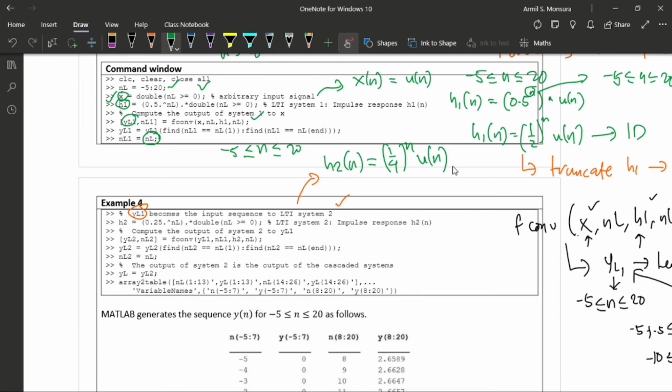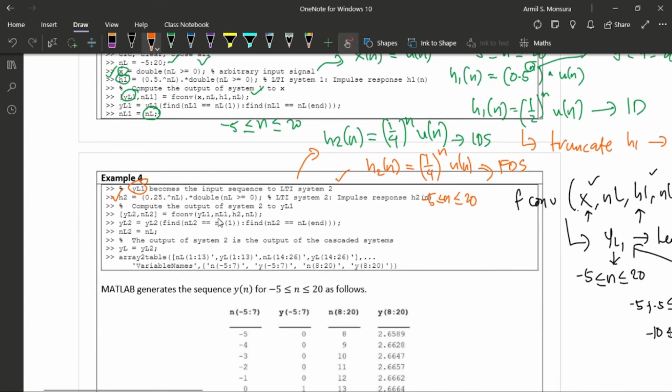Again, this being an infinite duration sequence, para ma-implement natin siya sa MATLAB, kailangan ulit natin siyang i-truncate. So ita-truncate natin ulit siya as h2 of n equals 1/4 raised to n u of n, for n between -5 to 20. So ngayon, ito is now a finite duration sequence. That command generates the sequence of this impulse response, pero again, truncated version ito nung original infinite duration sequence natin.